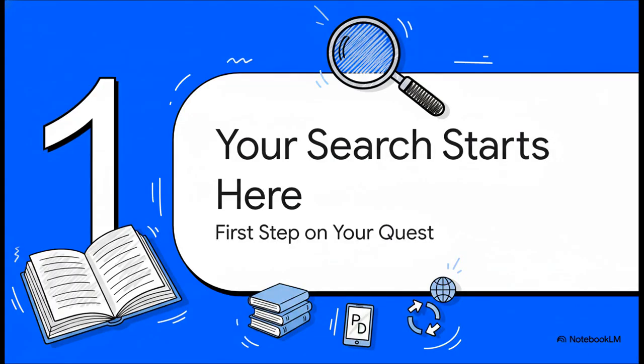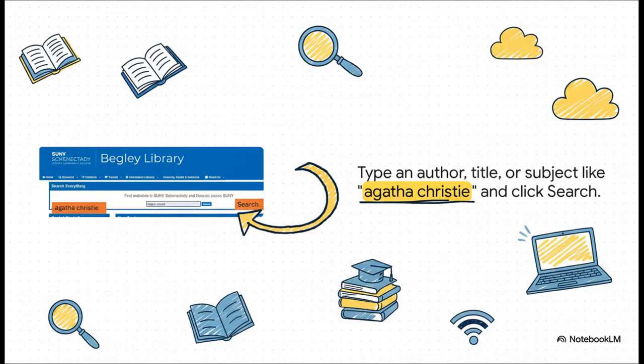All right, first up on our quest. The first step is super simple. We're just going to cast a really wide net and see what we can pull in. So just go ahead and type in whatever you're looking for. It could be an author, a title, a subject, anything. For this example, we're going to use Agatha Christie. So you type that in, hit search, and the hunt is on.